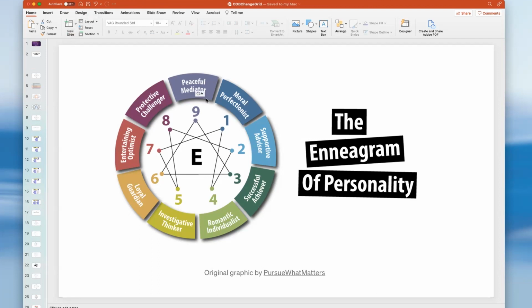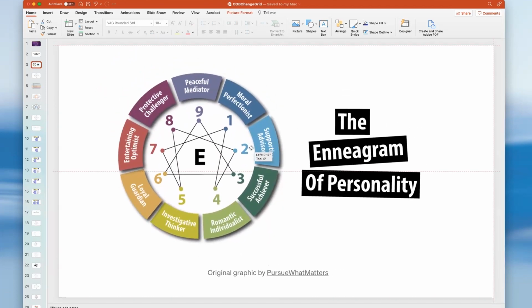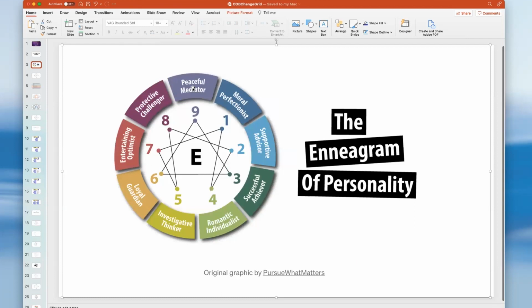Let's see. So Kathy, I think that makes you a one. I'm a one, and I actually doubled. I was almost a four. Came out evenly one or four, but my wings are, I guess, the ones next to you, on either side of you, the supportive advisor, so peaceful mediator. Yeah, so those made sense. And my social style, which is an interesting corollary here, which is what you have when you have your types, you know, the social style. I'm an amiable driver. So it makes sense that the supportive advisor and the peaceful mediator are my wings.